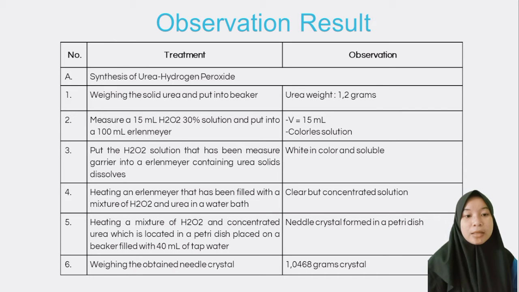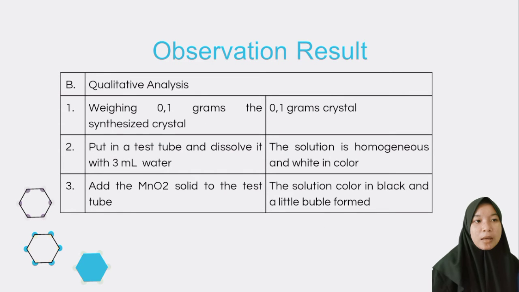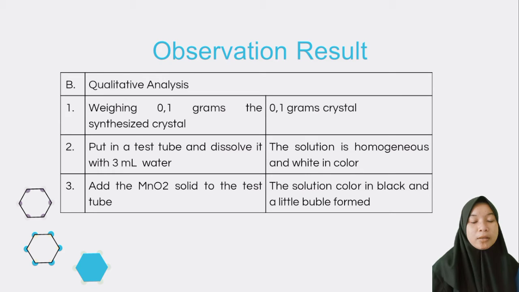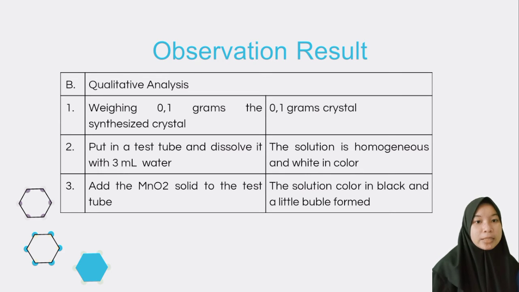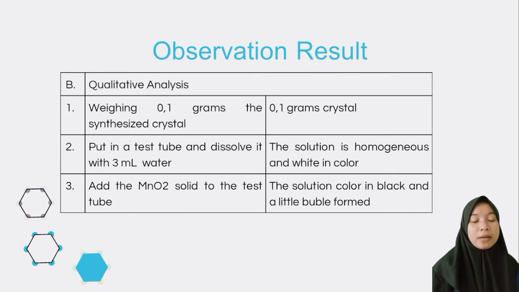Six, weigh the obtained needle crystal. Observation: 1.0468 gram of crystal. Result B, qualitative analysis. One, treatment: weigh 0.1 grams of the synthesized crystal. Observation: 0.1 grams of crystal. Two, put it in a test tube and dissolve it with 3 ml of water. Observation: the solution is homogeneous and white in color. Three, add the manganese oxide solid to the test tube. Observation: the solution turns black and a few bubbles form.